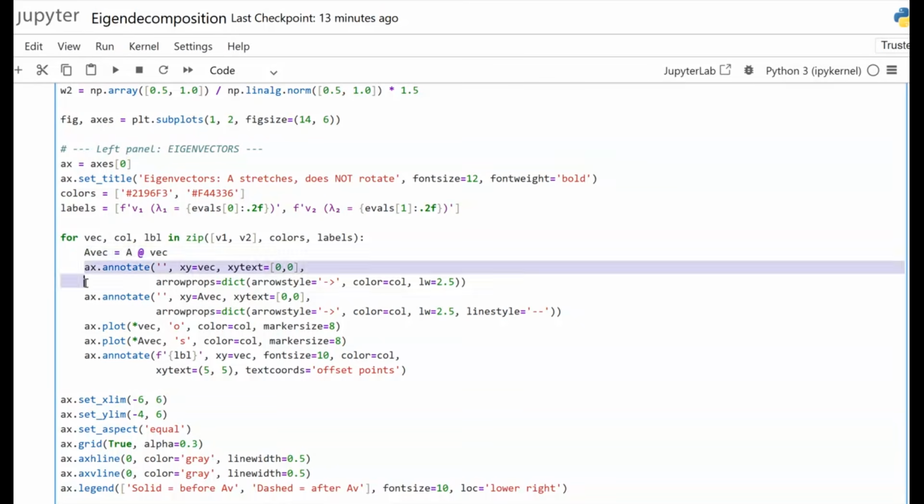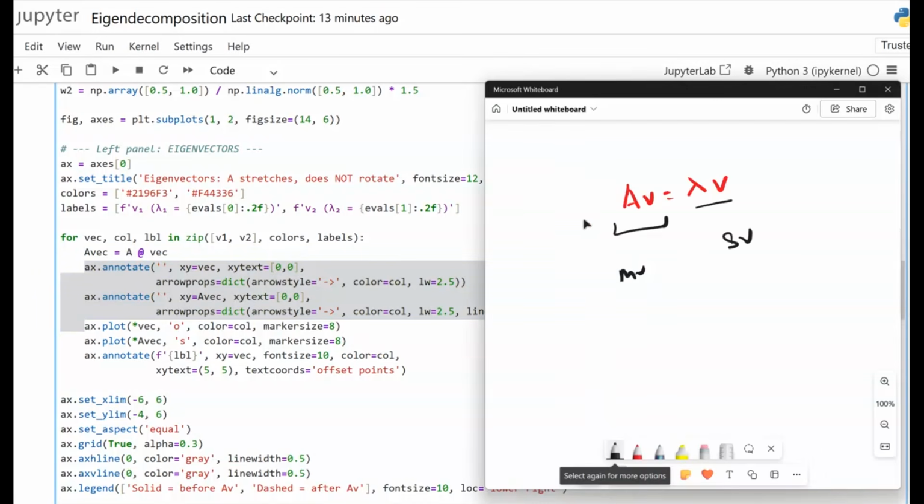And here we have the solid arrow, that is the original vector, and a dashed arrow for the transformed vector Av. And dear friends, kindly just have an observation. Yes, Av lies on the same line as v, and only the magnitude changes. And yes, for this equation, there is no rotation, only scaling, that is stretching or shrinking.